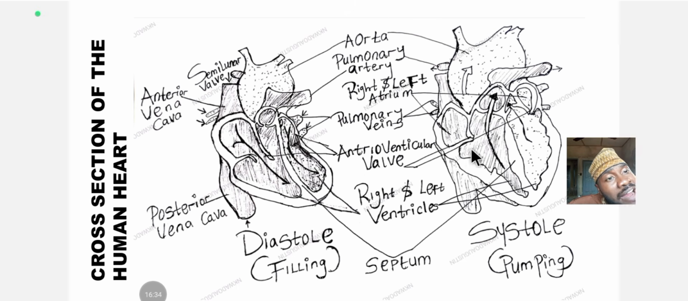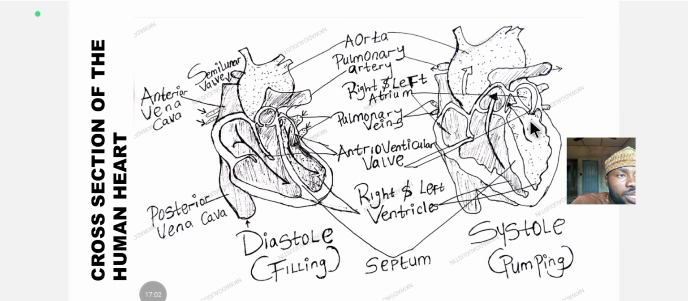So this valve here that separates the right atrium from the right ventricle is called the tricuspid valve. It's 3 ways, tricuspid. While this valve here that separates the left atrium from the left ventricle is called the bicuspid valve, all right? JAMB loves setting questions from here, these places, okay? It's called the bicuspid valve.